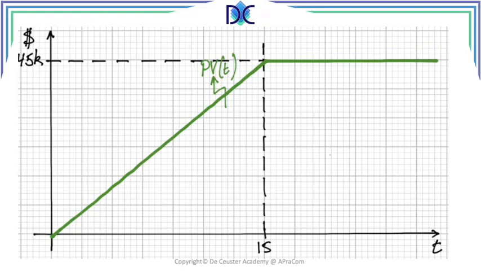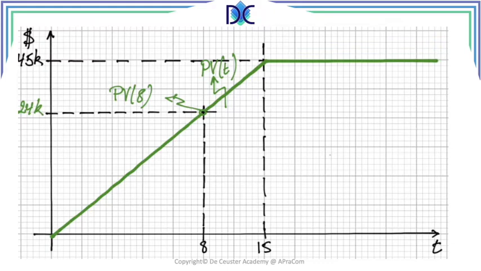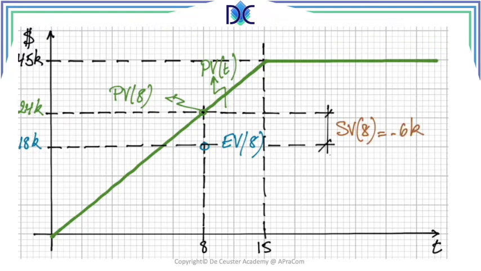Now, when we look at the remaining part here, we're going to consider the different parameters that are necessary. Week 8, we have the planned value in week 8, which is 24k. We have the earned value in week 8, which is equal to 18k. So basically, this is the graph how we can start. And the first parameter that I can find is the schedule variance, which is equal to the earned value minus the planned value. And it gives us, in this case, 18 minus 24 is minus 6k.